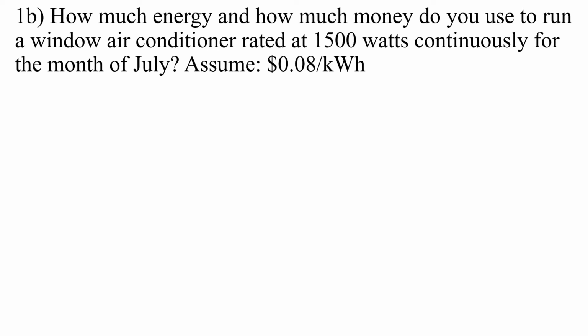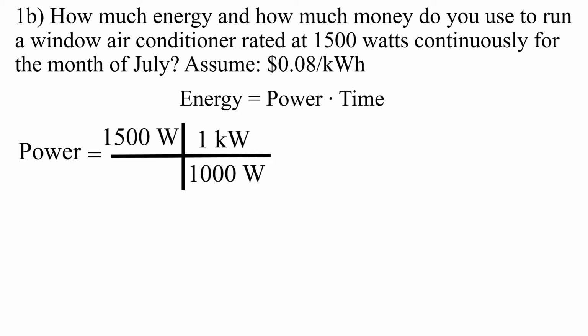1B. How much energy and how much money do you use to run a window air conditioner rated at 1500 watts continuously for the month of July? Assume 8 cents per kilowatt hour. So we have the same issue here, y'all. We need kilowatt hours, but we only have watts. So I need to convert that 1500 watts into kilowatts. I divide and I get 1.5 kilowatts.